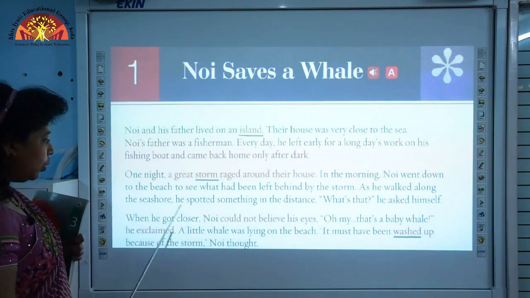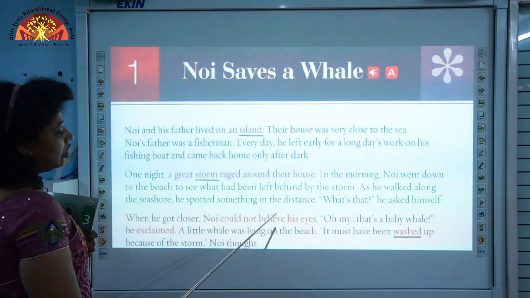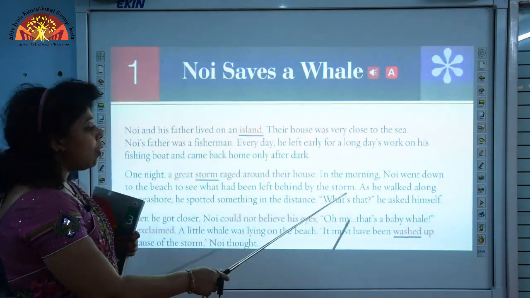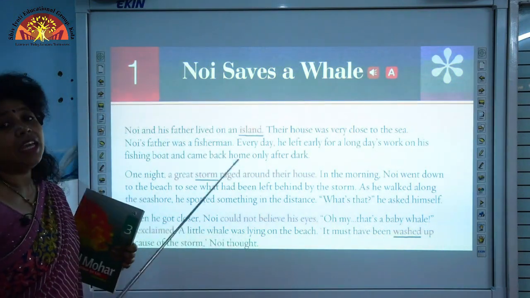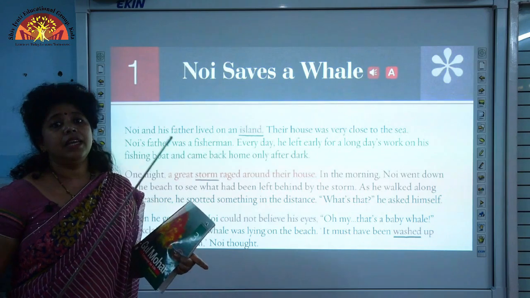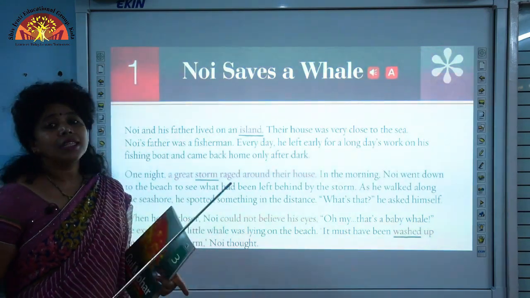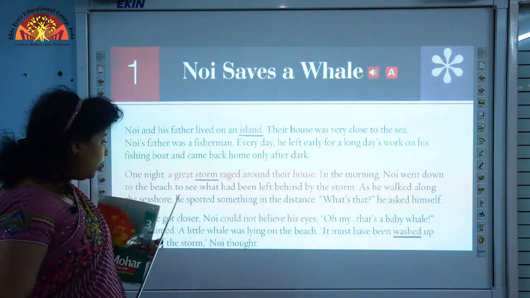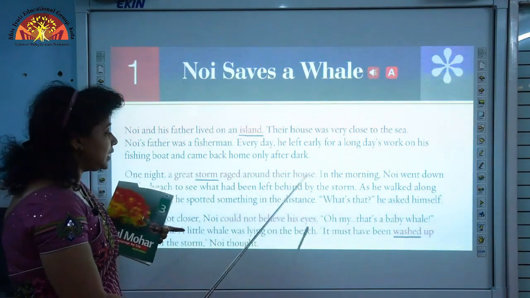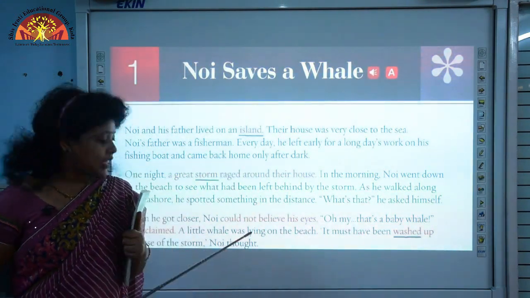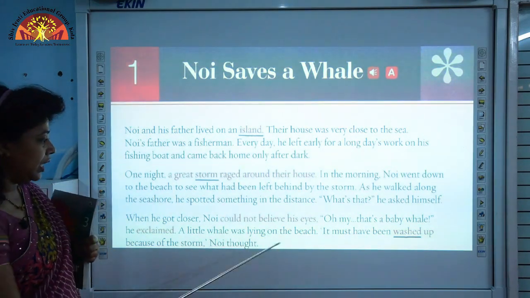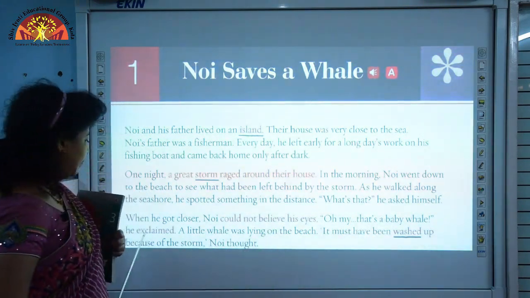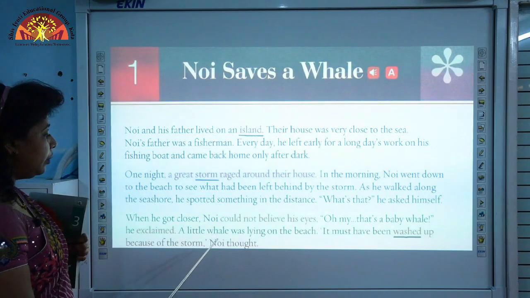When he got closer, Noe could not believe his eyes. Oh my, that's a baby whale, he exclaimed. He said loudly in surprise. So what surprised Noe? Noe was surprised to see a baby whale on the seashore. A little whale was lying on the beach. It must have been washed up because of the storm, Noe thought.